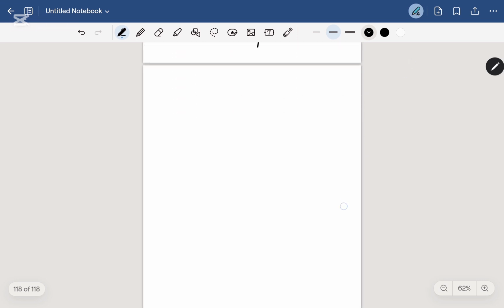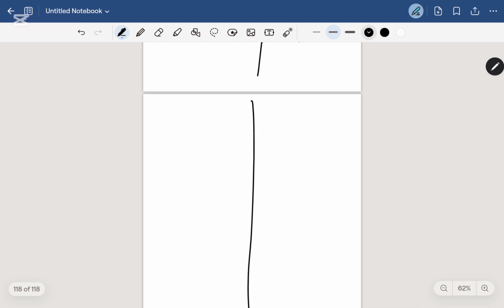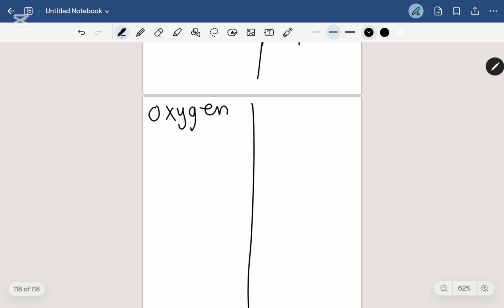Now I'm going to do a different table because these ones are a bit big. So now we discuss oxygen. Oxygen is a really unique case because it has multiple charges. Usually, most of the time, its oxidation number is -2. However, if it is in peroxides, meaning H2O2, then its oxidation number is -1.